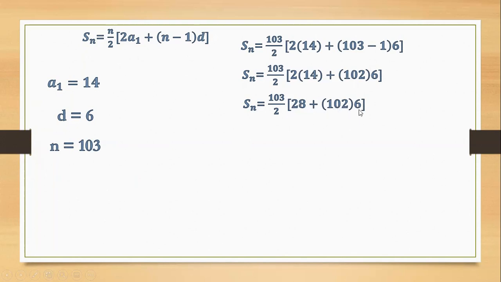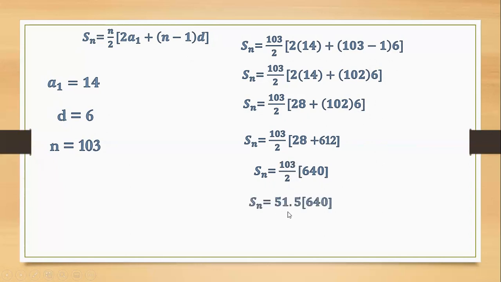Next, multiply 102 times 6. Okay, copy again: S sub n equals 103 over 2 times the quantity of 28 plus 612. 612 is the answer when we multiply 102 times 6. Next, add 28 plus 612 equals 640. So copy 103 over 2. Next, divide 103 divided by 2 equals 51.5. Then multiply 51.5 times 640. The answer is 32,960.